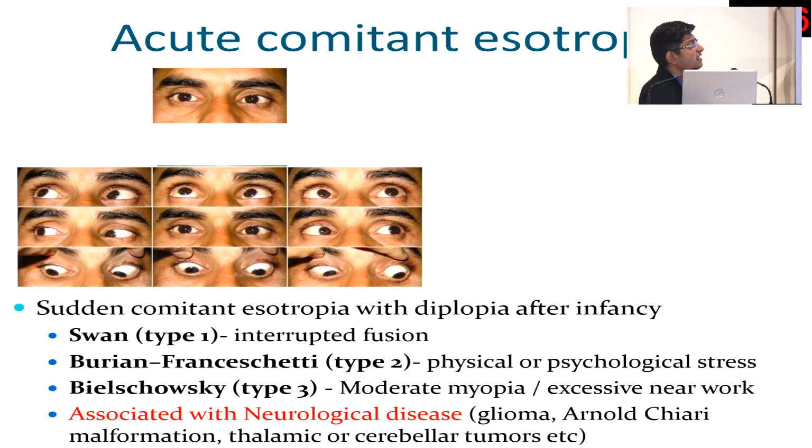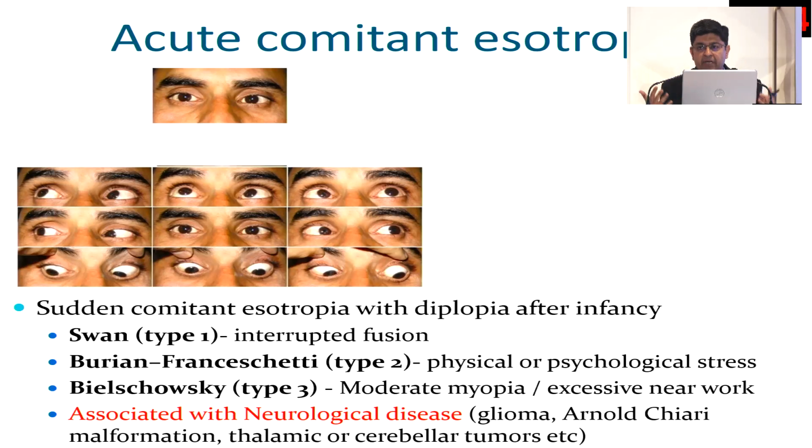Something we've started seeing a lot more commonly is the diagnosis of acute comitant esotropia. Of course, we have a lot of classifications. The most important thing for you to remember is that it can be associated with neurological signs, and you need to get an imaging done, particularly of the brainstem. That's the area where it is localizing.